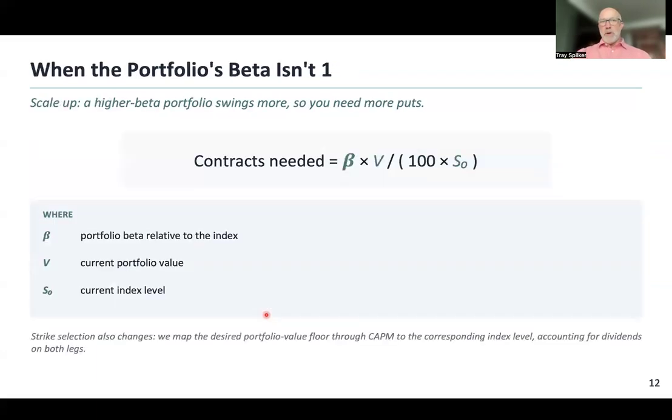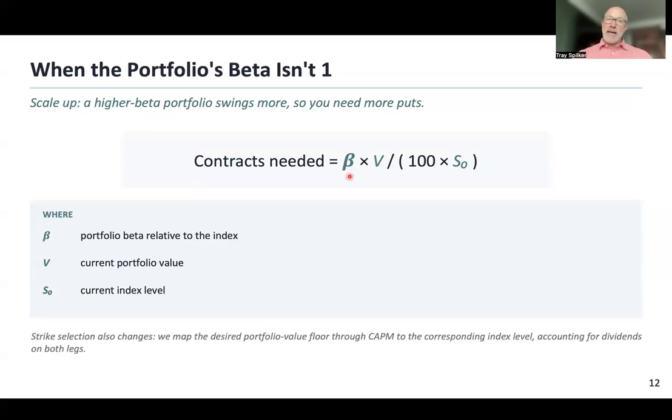So now, when our portfolio's beta isn't 1, as I mentioned before, we can just scale the hedge in terms of the number of contracts by the beta. So basically, if you have a beta equal to 2, your portfolio value is going to fall twice as much as the index for the same down move in the index. So essentially, the floor protection is going to require twice the put coverage if your beta is equal to 2. And as I mentioned before, the other complication is that the strike price no longer corresponds directly to a portfolio value floor. We're going to have to translate between index levels and portfolio values.